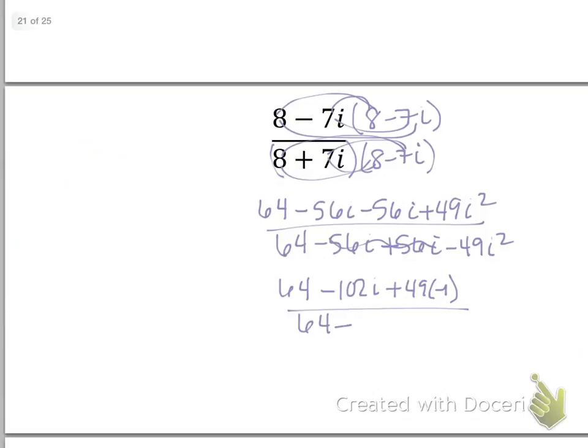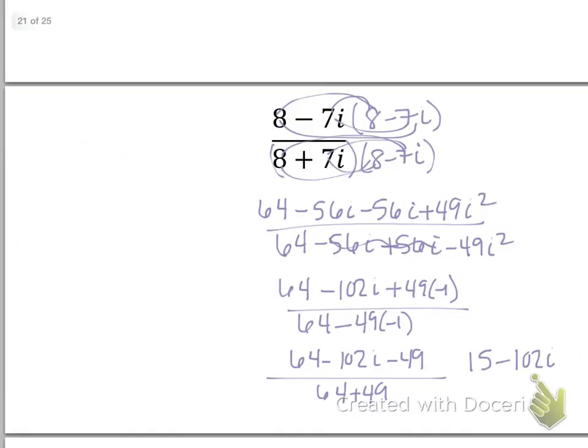64, they cancel. Minus 49 times negative 1. 64 minus 102i minus 49 over 64 plus 49. 64 minus 49. We got 15 minus 102i over 64 plus 49. 113. We break it, so 15 over 113 minus 102i over 113. Yeah, this was supposed to be 112 right here. 56 plus 56 is 112.